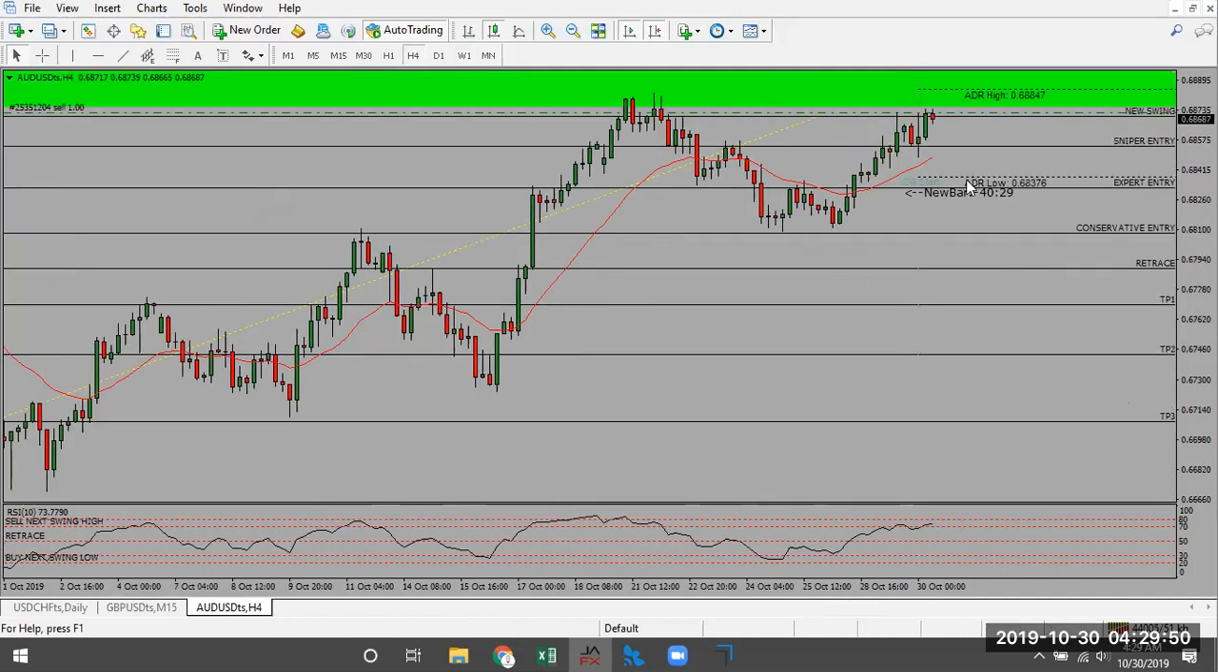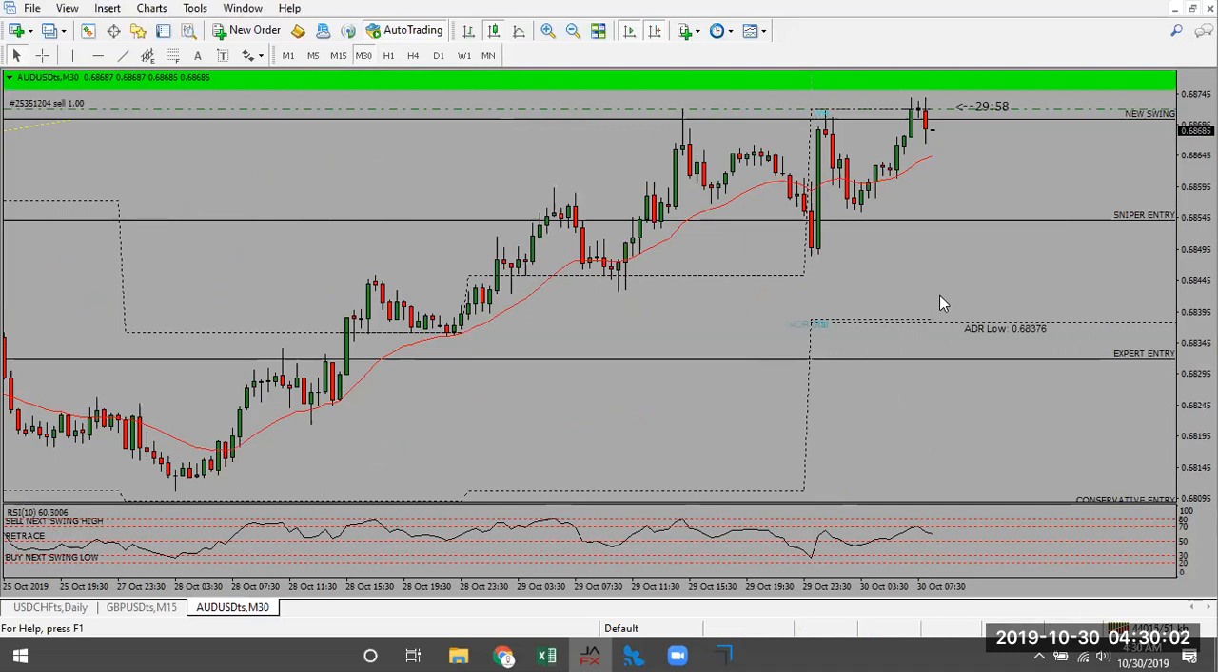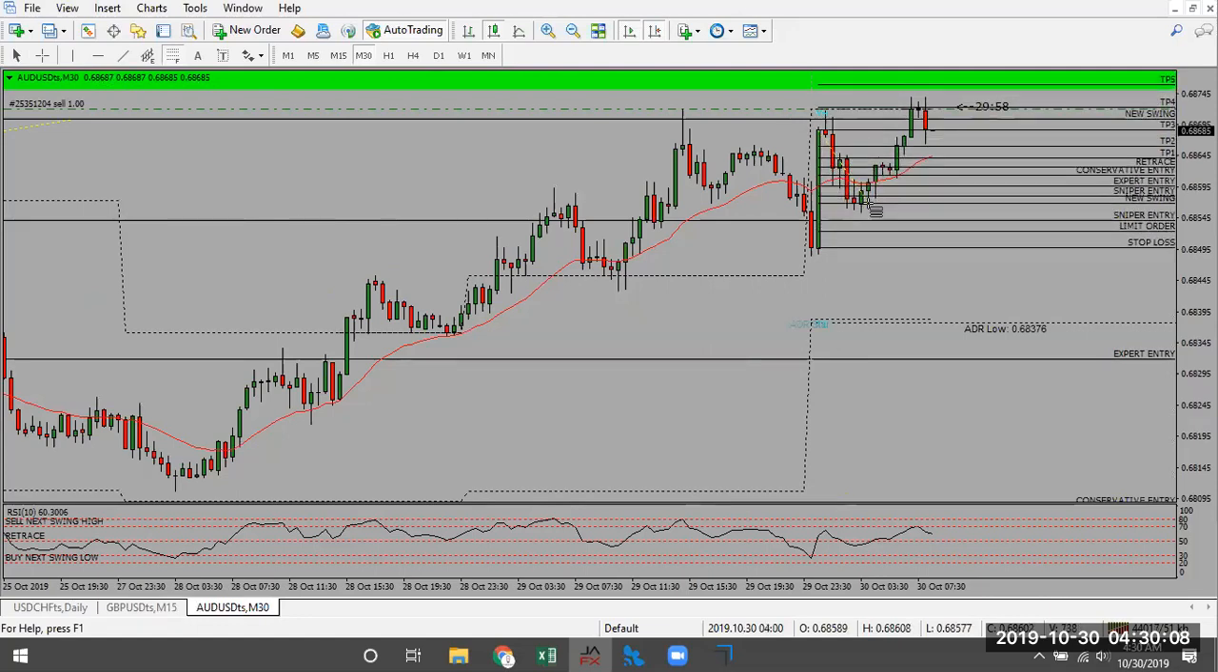We come here to the 4 hour. This is what we're looking at. We got a retest here, retest here. Look at our RSI, it confirms. 1 hour chart, 30-minute chart. Here from the 30-minute chart, we can confirm that entry by pulling our fibs here.